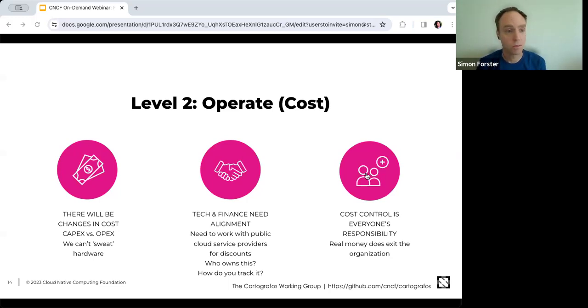And one of the things this does mean is, because we're paying as we go, we can't sweat hardware as we may have been tempted to do so. How many of us have got a server that's way too old and should have been scrapped a long time ago, sitting in dev because it was really handy? And we will have to have that alignment between the tech organization and finance. We need to work with our public cloud service providers, for example, or internal, if that's the case, around discounts. Who owns this? Who owns the relationship? How are we tracking that? And cost control becomes everybody's responsibility.